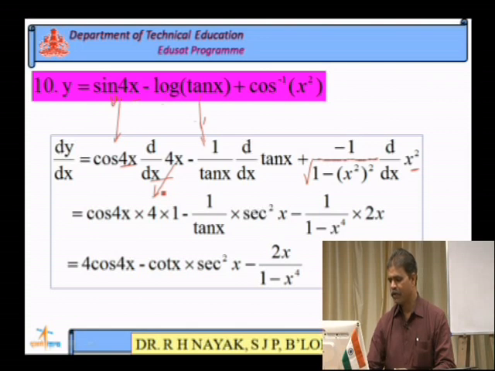minus 1 by tan x into differentiation of tan x, which is secant square x, plus minus 1 divided by root of 1 minus x square whole square, which is x to the power of 4, into differentiation of x square, which is 2x. Finally, we can write it as 4 into cos x, 4 is taken here, minus 1 by tan x, which is cot x, into secant square x, minus 1 into 2x divided by 1 minus x to the power of 4, we have to put it in root.